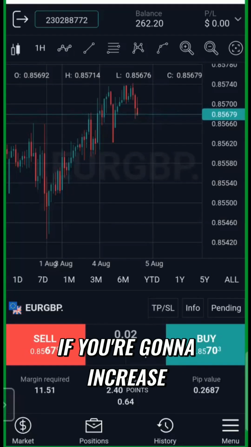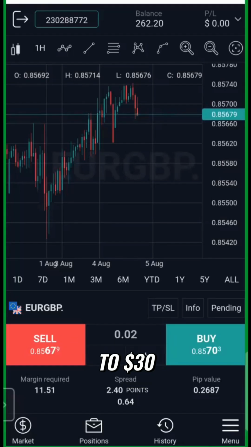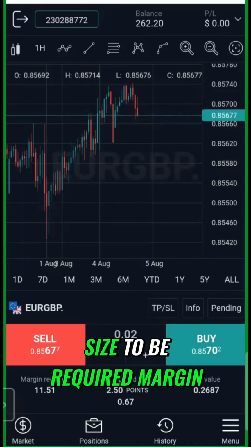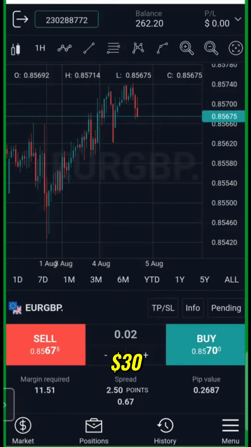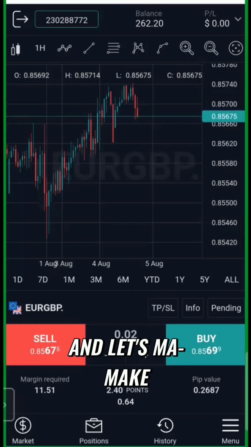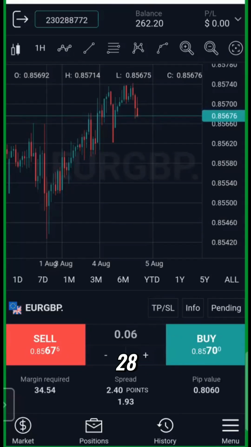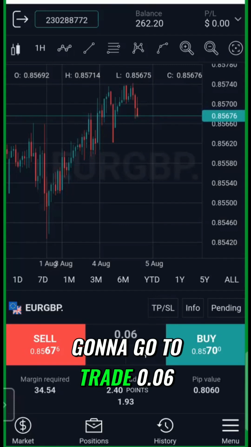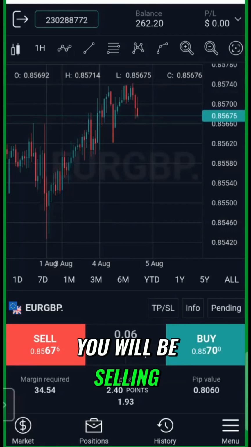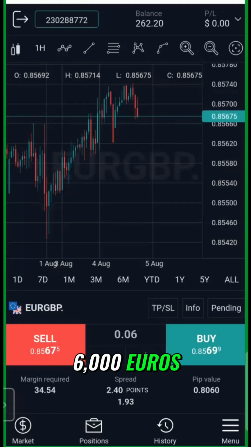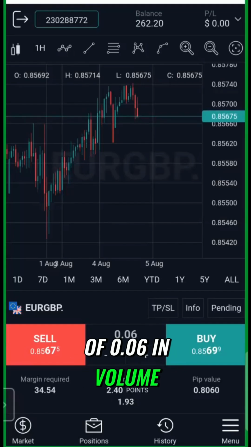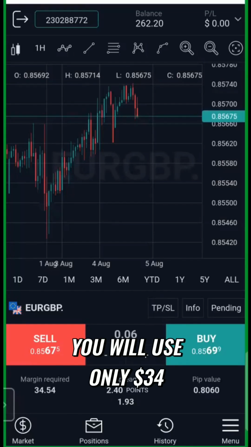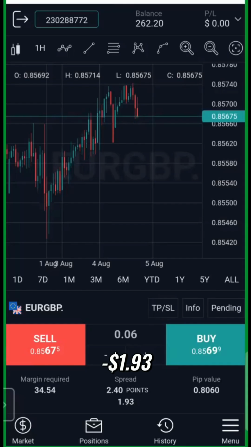Now, if you increase your trade size like you did last time, when you traded $30 each, let's do that. Click on that plus, and let's make that about $30. Okay, 28, 34. Wonderful. So now, if you trade 0.06, just so you understand, you will be selling 6,000 euros. In order to sell 6,000 euros, you will use only $34. So your trade will start with minus $1.93.